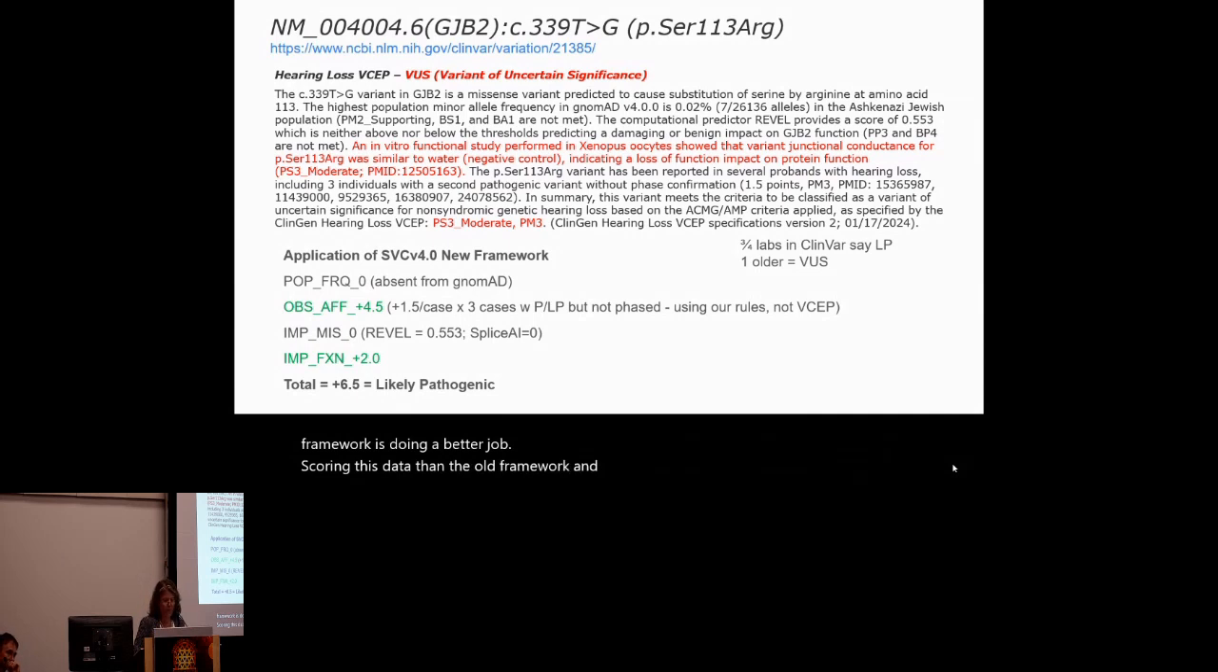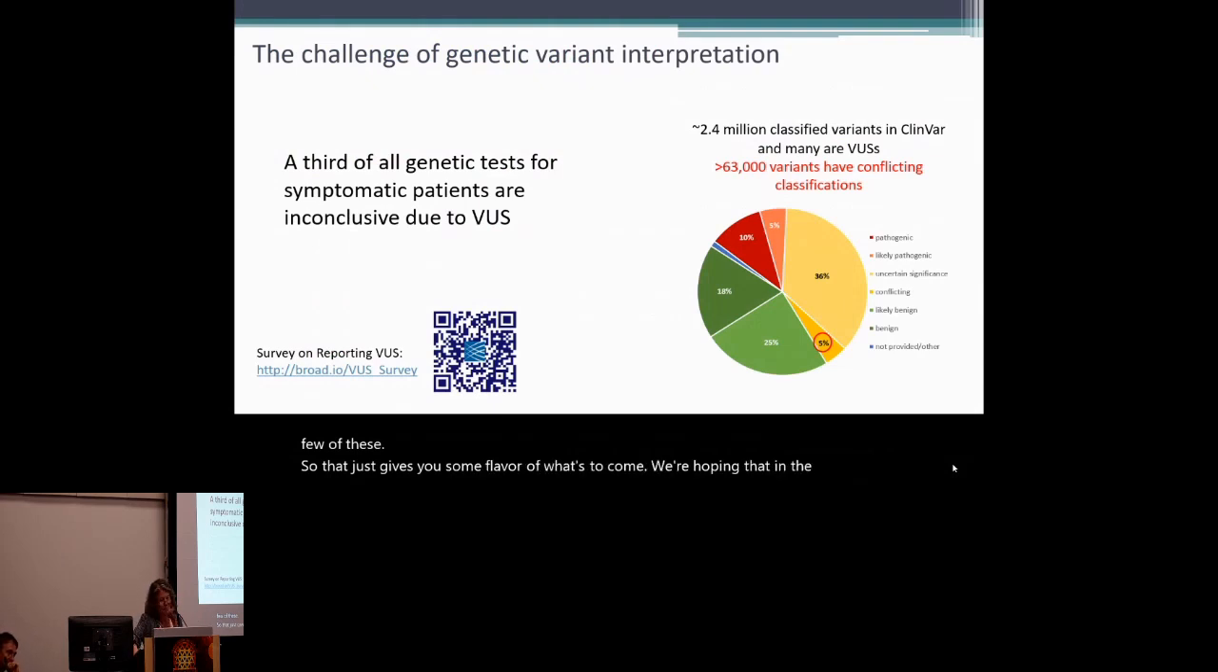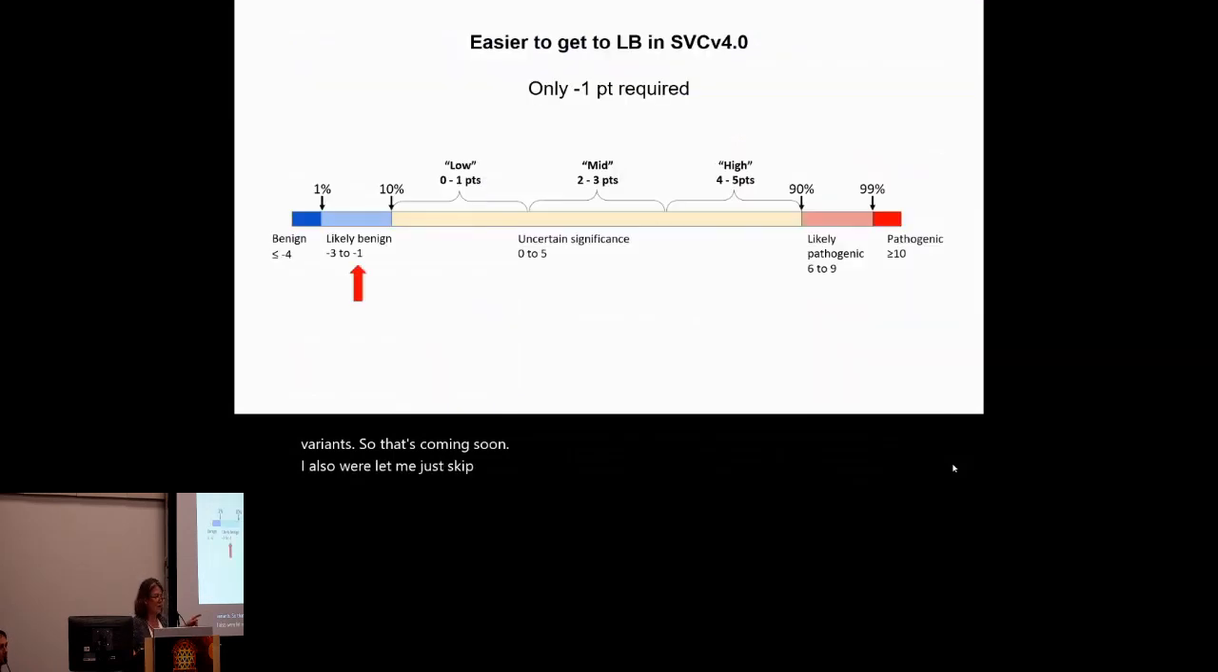I know this is one example, but I've been doing a few of these. So that just gives you some flavor of what's to come. We're hoping that in the next month or so this will be ready for the first round of testing. We have 3 phases of gradually larger and larger sets of groups. We have 90 groups signed up to pilot these variants. So that's coming soon. I also, let me just skip ahead to this slide.